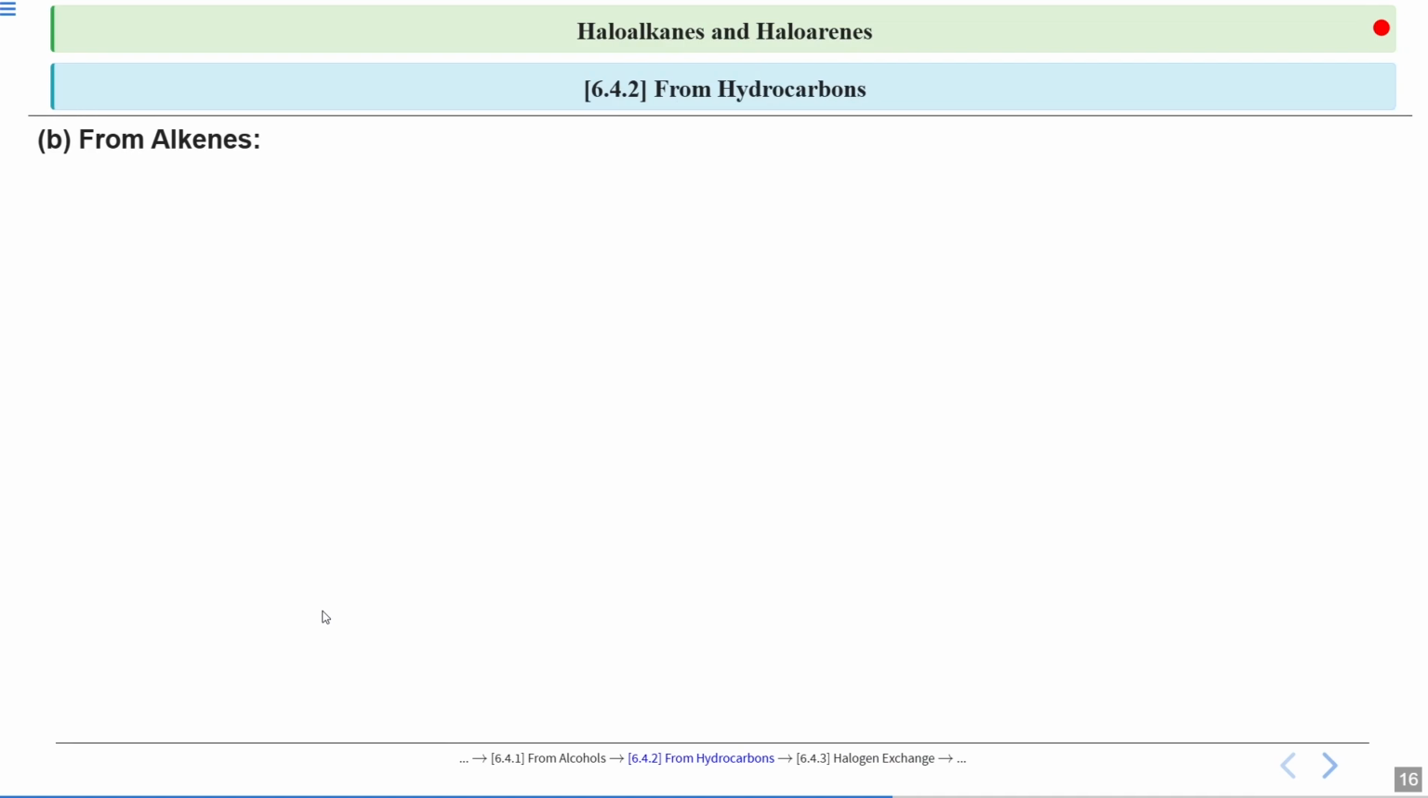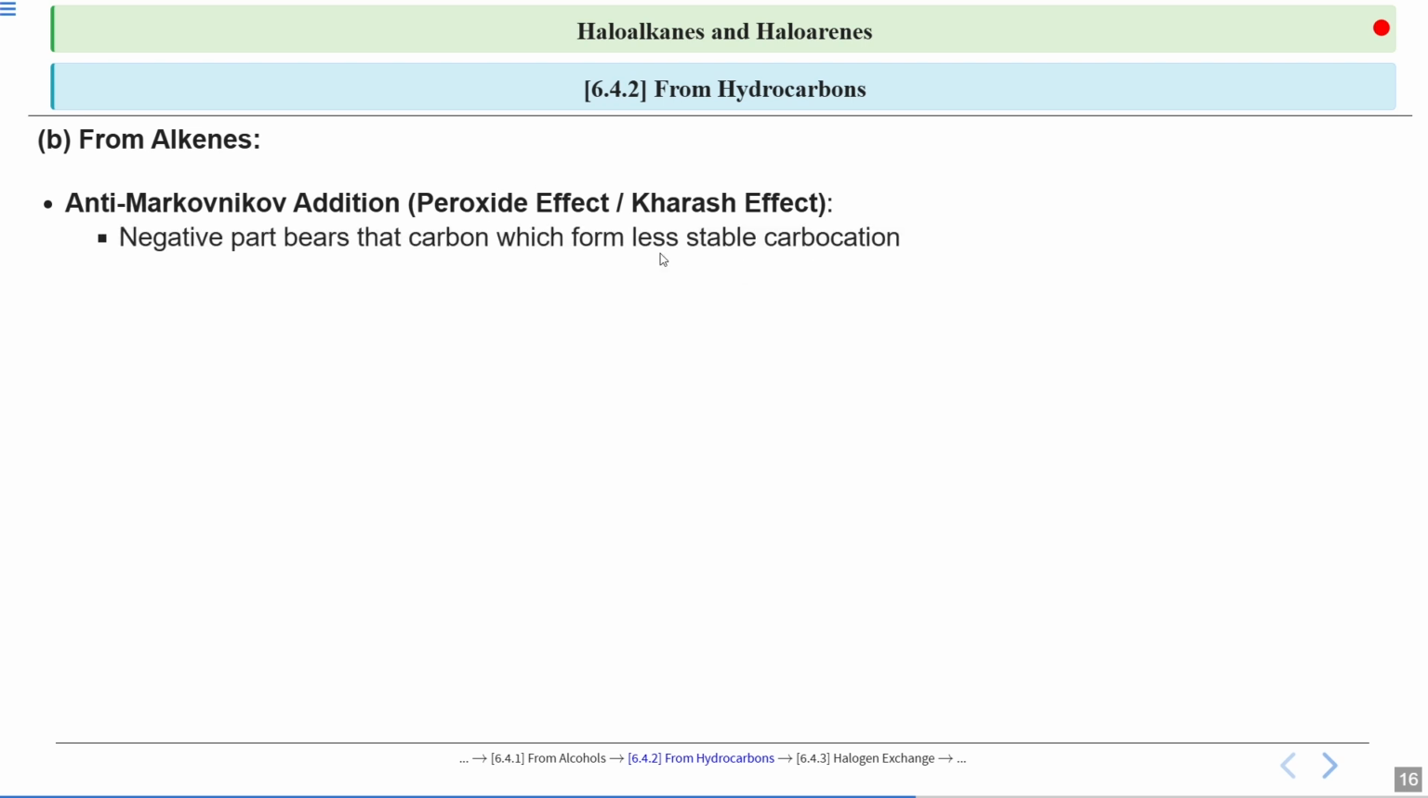Now, let's look at anti-Markovnikov addition. It is also called the peroxide effect or Kharash effect. You are reacting a hydrocarbon, that is an alkene, with a hydrogen halide, and you are getting your alkyl halide. But the rule followed here is anti-Markovnikov, which says that the negative part, the halide part, bears that carbon which is forming the less stable carbocation.